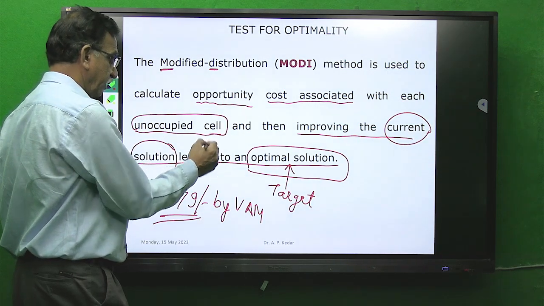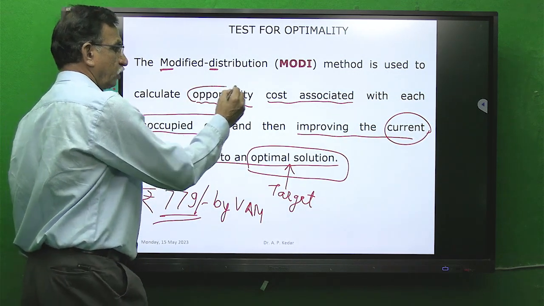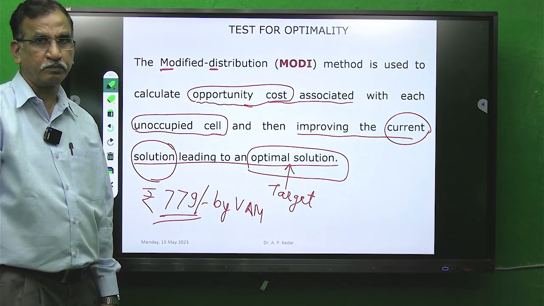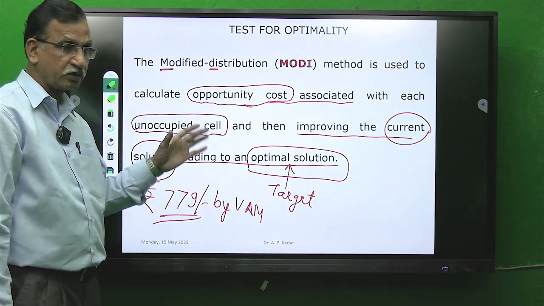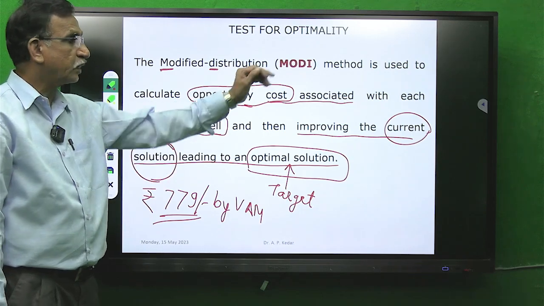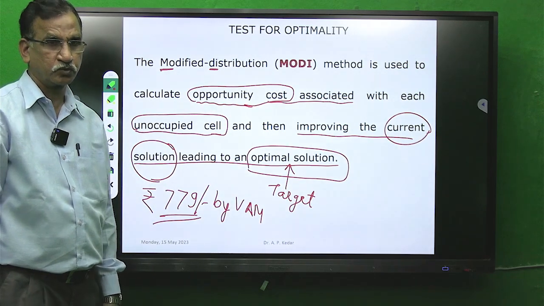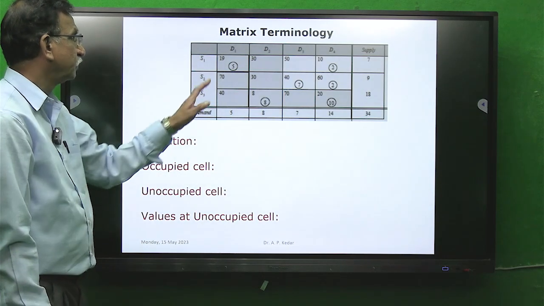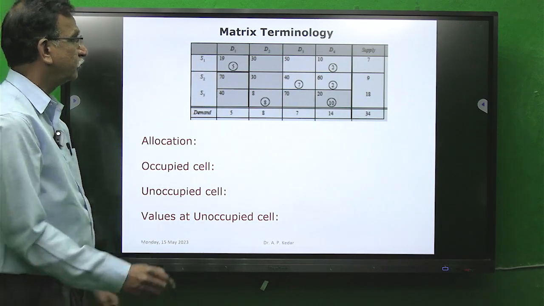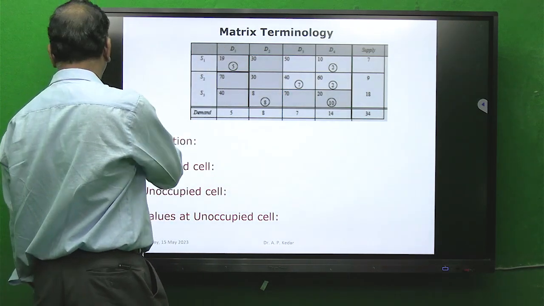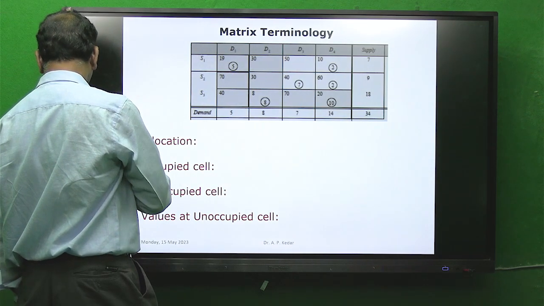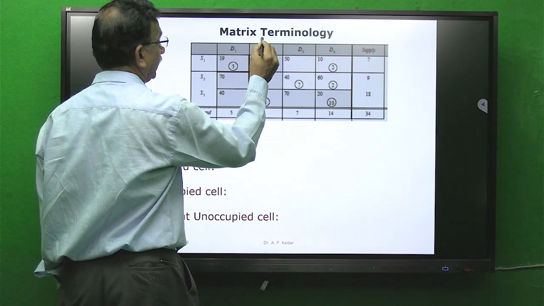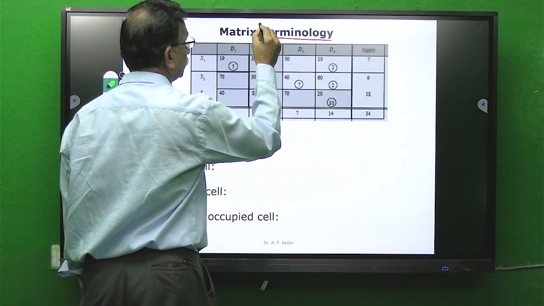What do you mean by unoccupied cell? What is this opportunity cost? What is occupied cell? Unless and until we are clear with that concept, we cannot understand the MODI method. So let's move. Now see here, I have given you a transportation matrix, and now I am interested in explaining the matrix terminology to you.